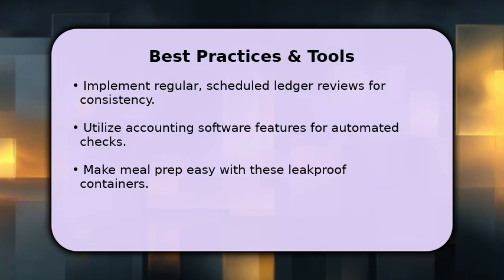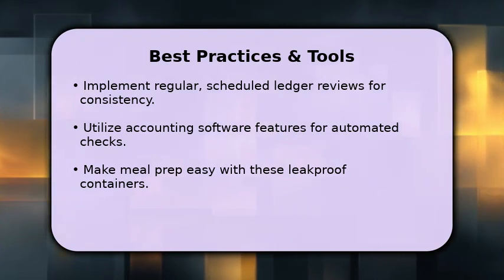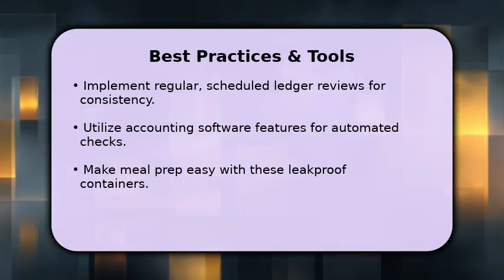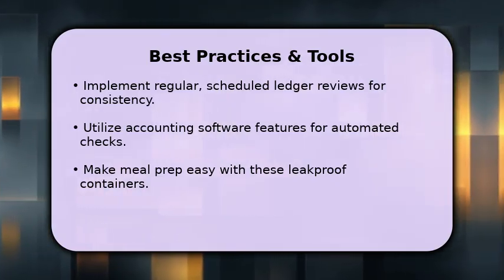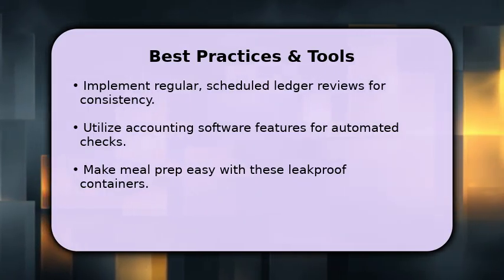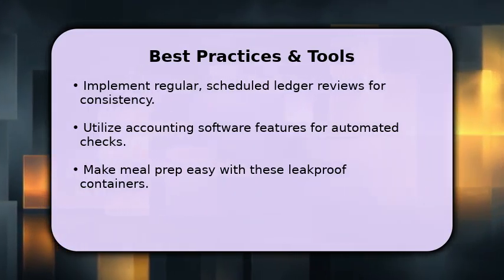To ensure robust ledger scrutiny, implement regular, scheduled reviews, perhaps quarterly, to maintain consistency and catch issues promptly. Leverage your accounting software's features for automated checks and reporting, which can highlight anomalies efficiently.